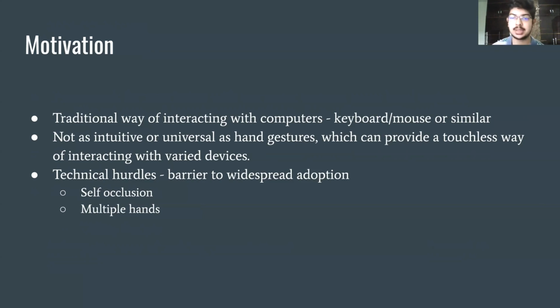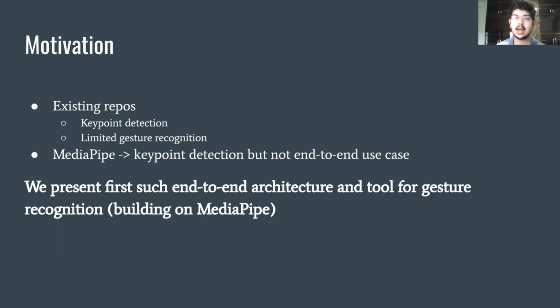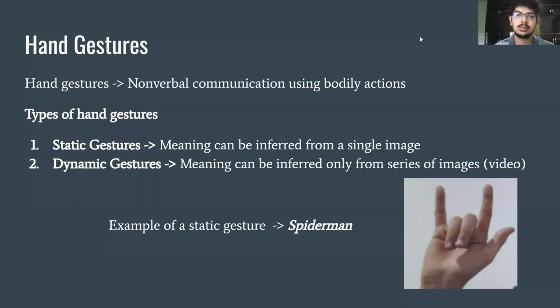And there's, of course, the problem of multiple hands in a single image, which could confuse any recognition device. There are existing repositories which deal with this problem of gesture recognition, but they either tend to focus on key point detection, which is just the first aspect of gesture recognition, or they provide limited gesture recognition, which means they only detect a few gestures. MediaPipe is one such library which provides key point detection, but not an end-to-end use case, as we are proposing here. We present a first such end-to-end architecture and tool for gesture recognition by building on MediaPipe.